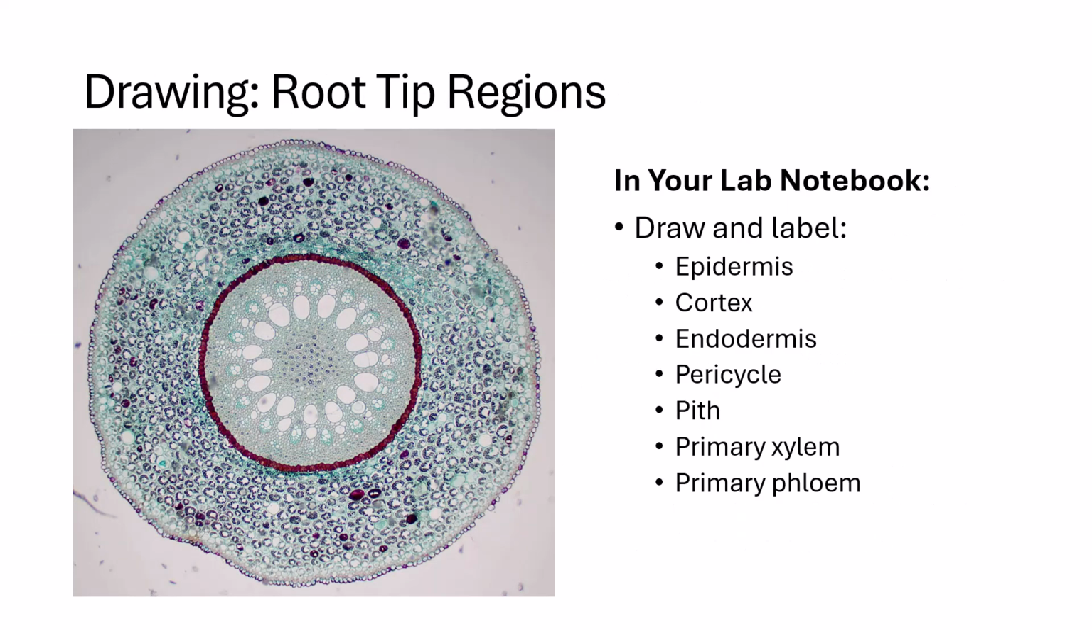Now create a labeled drawing of the monocot root cross-section as you see it under low power. Be sure to include and label the epidermis, cortex, endodermis, pericycle, pith, primary xylem, and primary phloem. Focus on showing their relative positions and organization rather than making a perfect artistic drawing. Pause here while you complete your sketch.